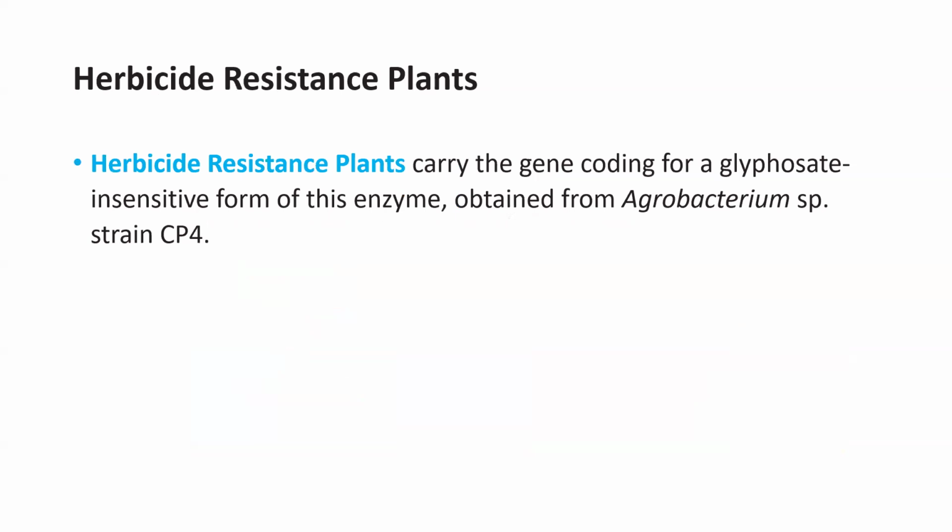Herbicide-resistant plants carry a gene, inserting a gene encoding EPSP synthase that is insensitive to glyphosate. It is originally obtained from Agrobacterium sp. strain CP4.